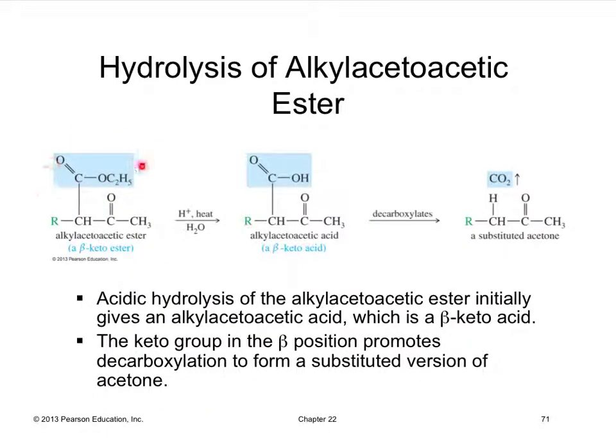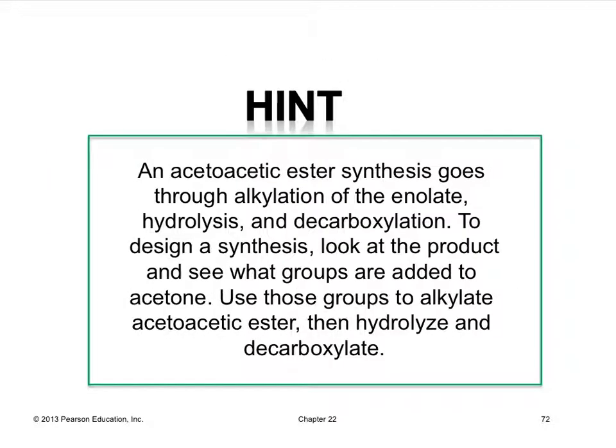Then the alkyl acetoacetic ester, or beta-ketoester, under acid, heat, and water will form the carboxylic acid, which is a beta-keto acid, and this decarboxylates to generate the substituted acetone. So an acetoacetic ester synthesis goes through alkylation of the enolate, hydrolysis, and decarboxylation.